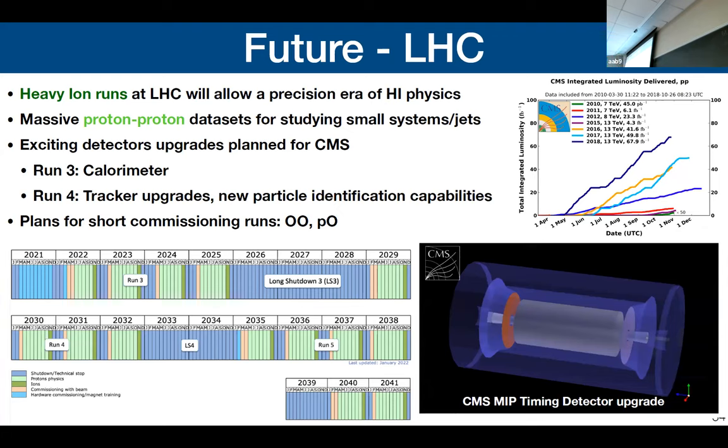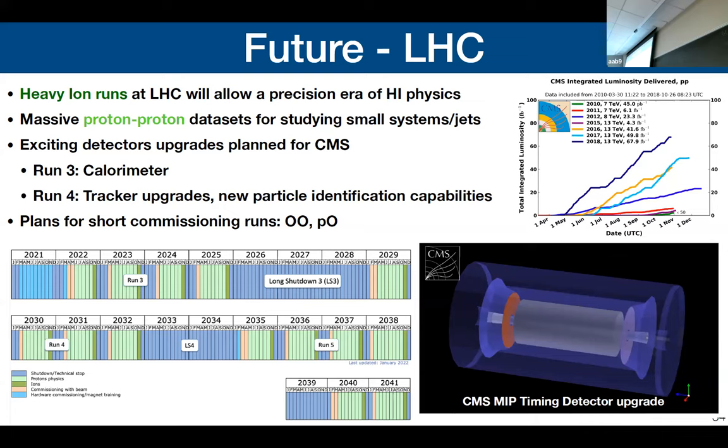So at the LHC, this is the timeline for the LHC going all the way to 2041. There is a heavy ion run in the dark green. So you can see, for example, that 2022 to 2025 is Run 3. We'll get 4 heavy ion runs. And then there will be a shutdown where we will upgrade the detector, and then we'll start again in 2029 all the way to 2032.